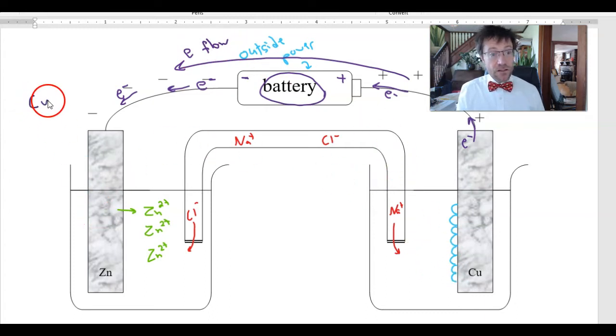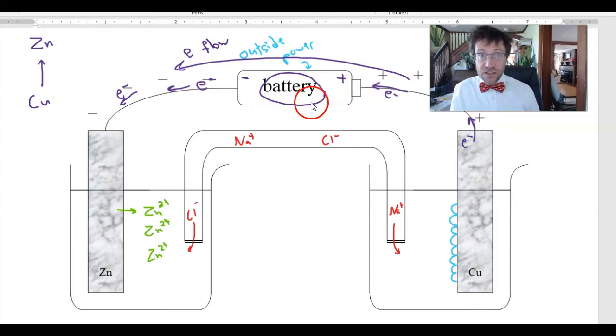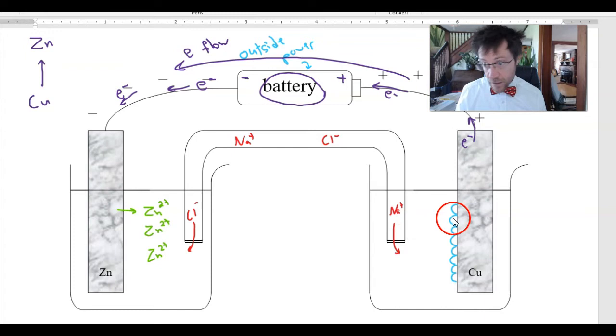And if you look on table J, copper is below, zinc is above. So this is non-spontaneous. And what happens here, if you want to follow the electrons, is we attach it to this battery. This battery rips 2 electrons off. Do you see that little piece of copper right down there? Yeah, see that little guy? It rips 2 electrons. And then that little piece of copper turns into a copper ion.